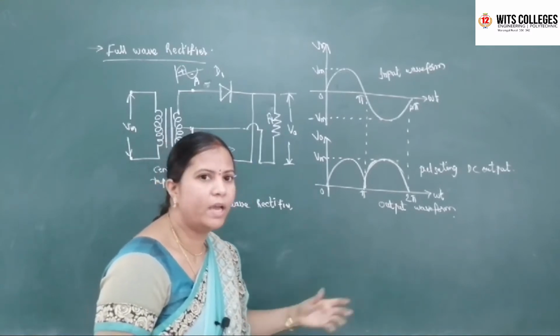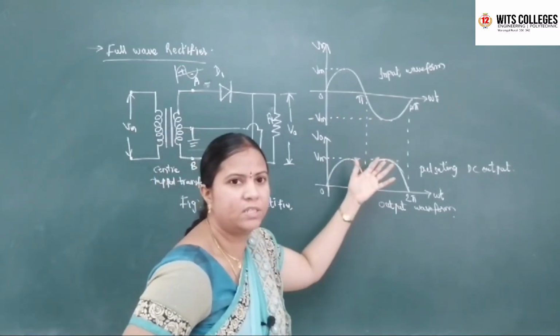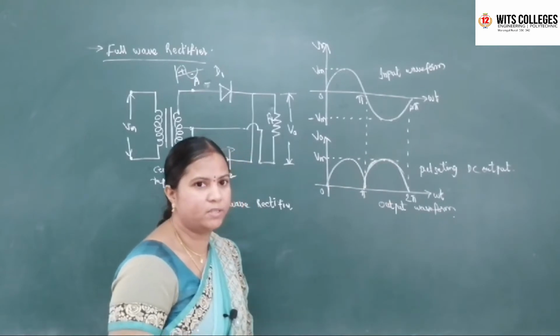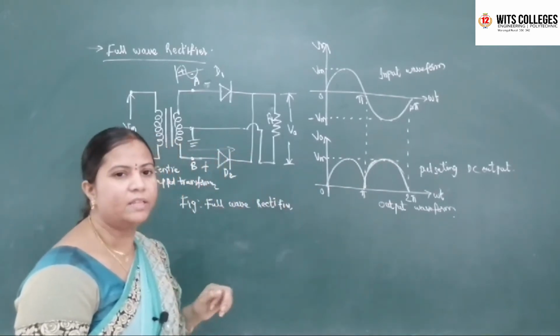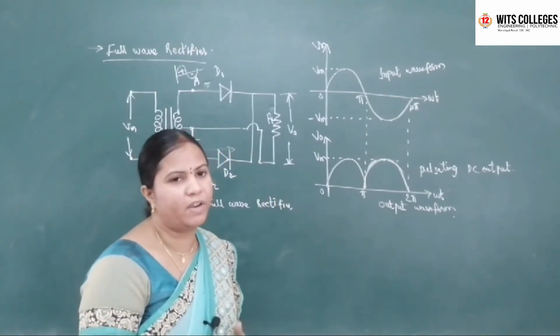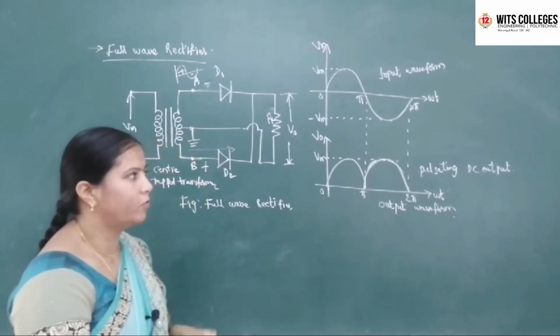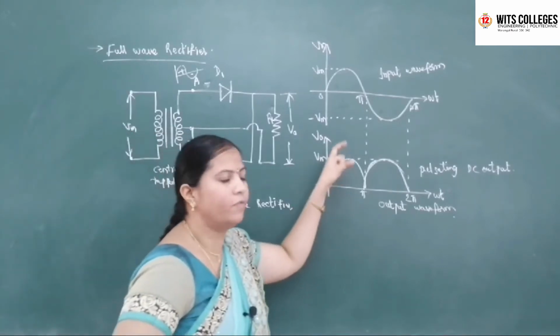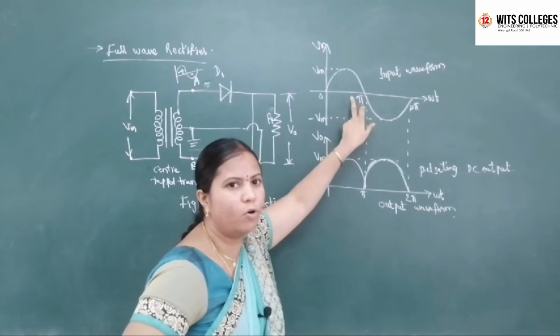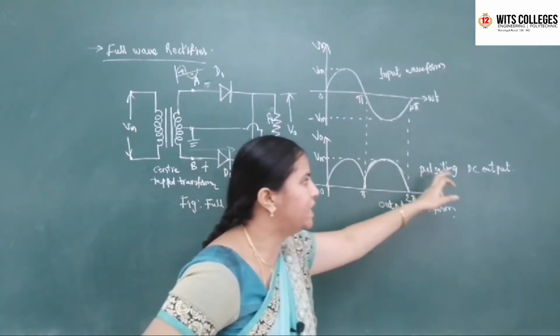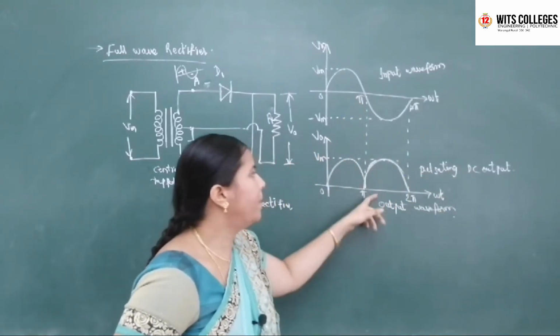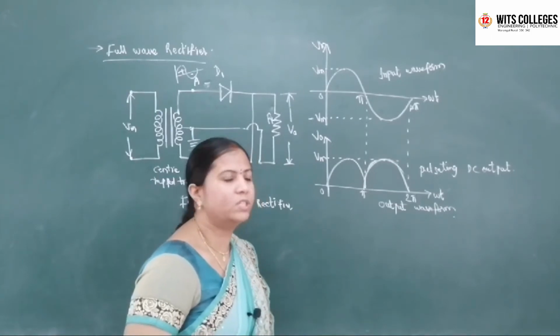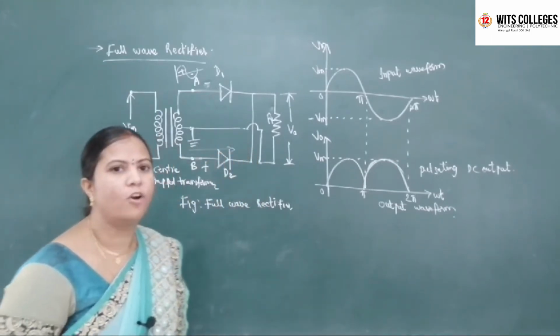In both half cycles, current conduction takes place in the load resistor RL. That's why we named it a full wave rectifier. This is the operation of the full wave rectifier, where the input AC voltage is converted into pulsating DC voltage. So this is the construction and operation of the full wave rectifier.